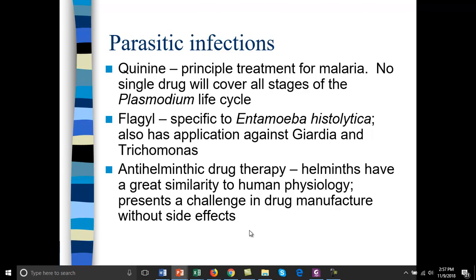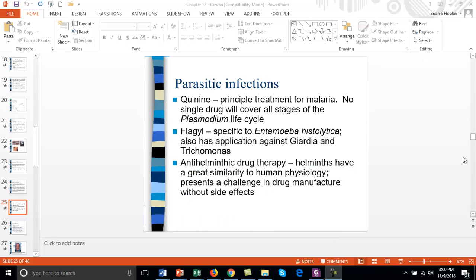Anti-helminths. Okay, so sorry about that interruption. My disk was full, so I had to release some disk space.